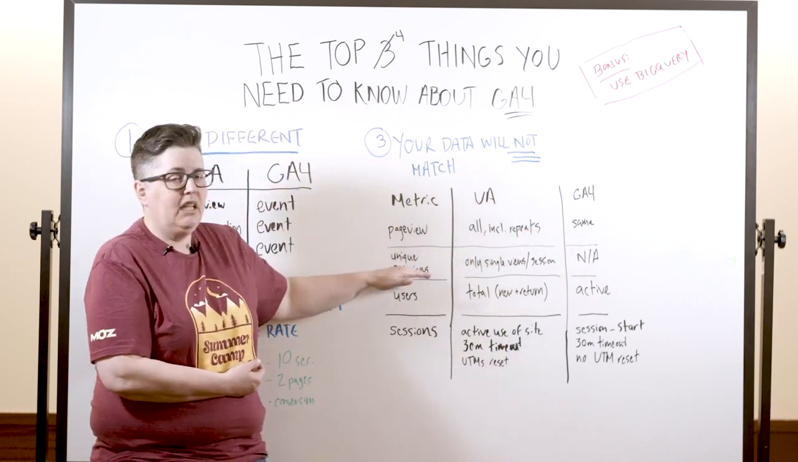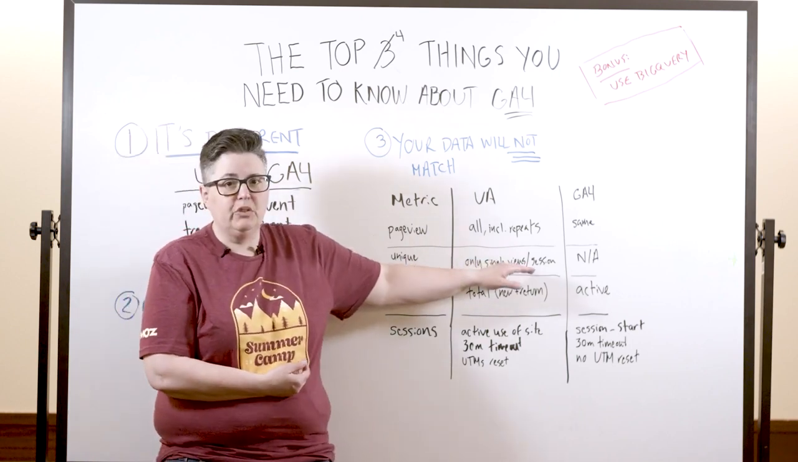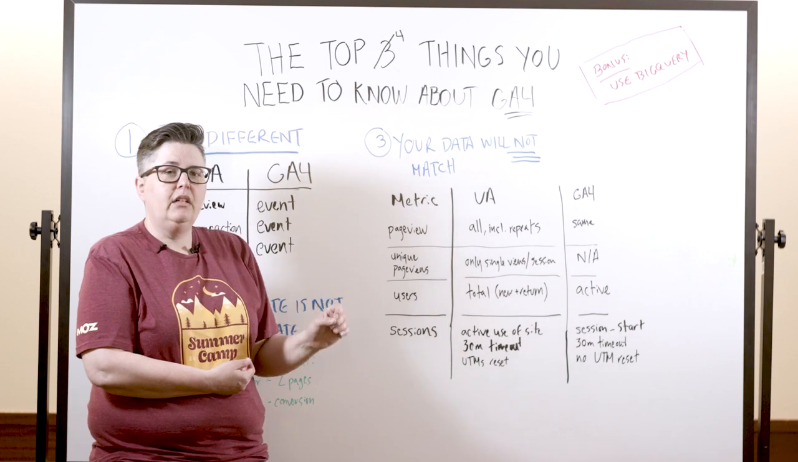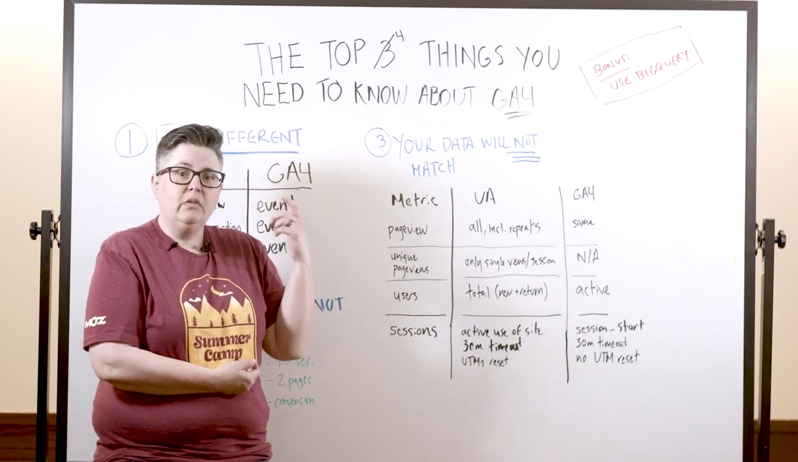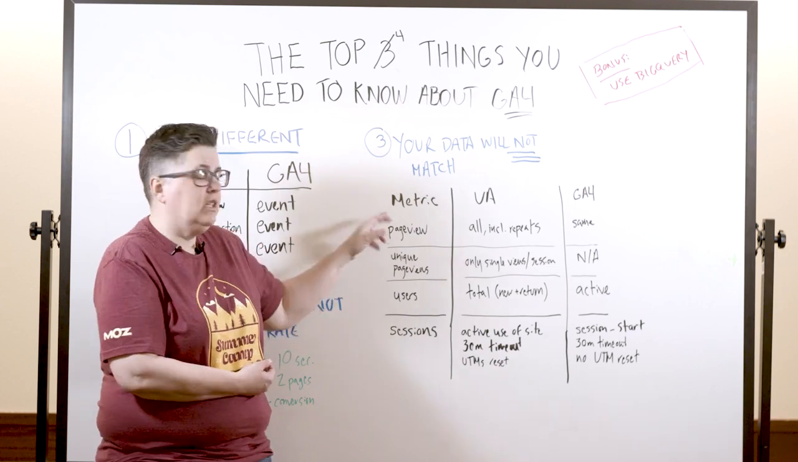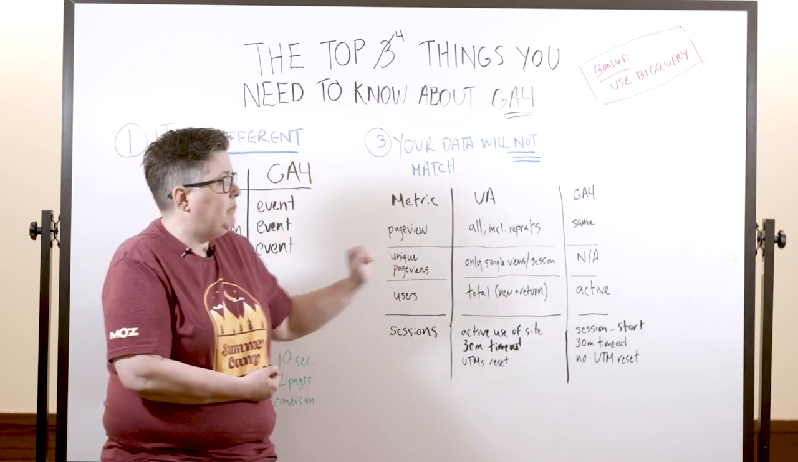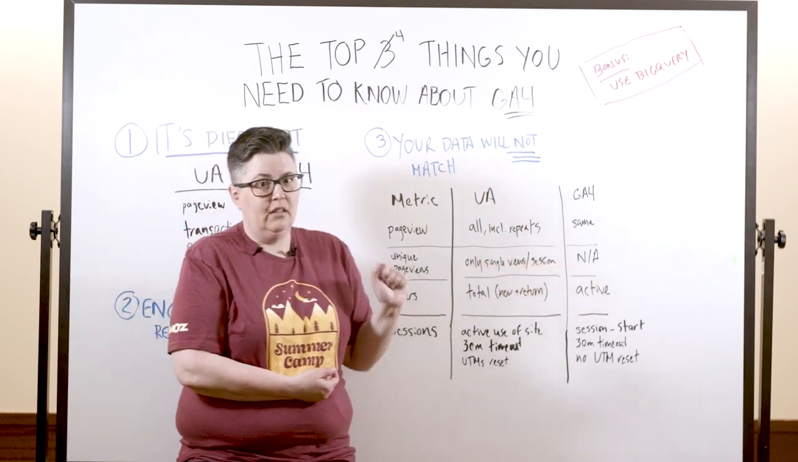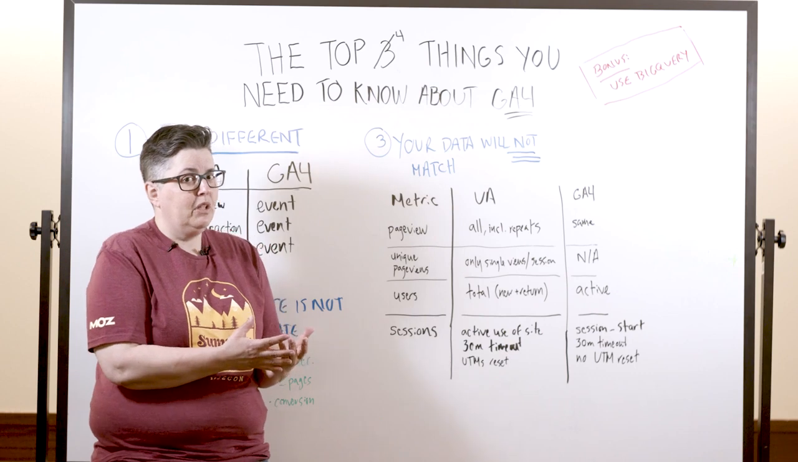Then we had unique page views in Universal Analytics, which was only single views per session. So if I looked at the home page and then I went to a services page and then I went back to the home page, I would have 2 page views of the home page. For page view, I would have 1 page view of the home page in unique page views. That metric does not exist in GA4.